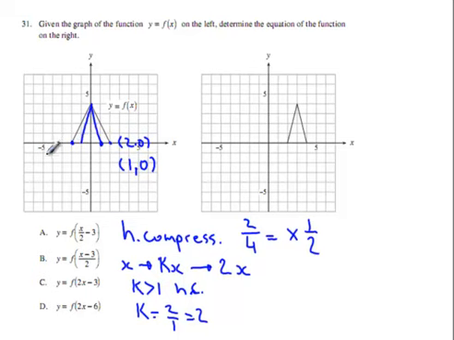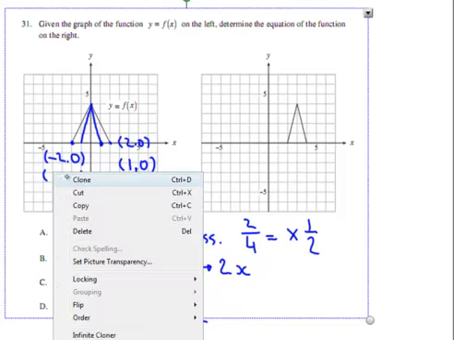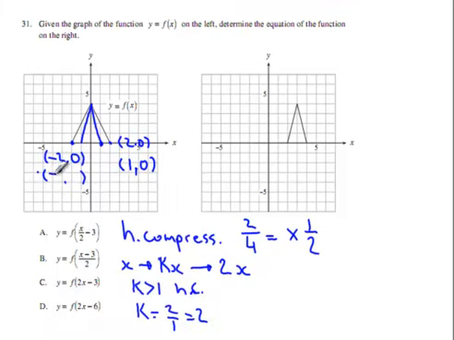This point here is -2, 0. Compressing the x-coordinate by 1/2, 1/2 times -2 gives us -1, and the y-coordinate remains unchanged. So there's -1, 0. You can see that we now have the same basic shape. Maximum, of course, is unchanged.